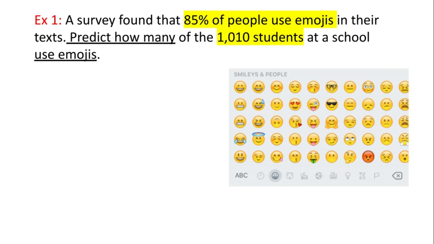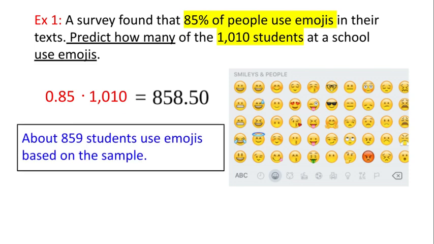Now, I can't multiply 85% times 1,010 students, but I can multiply the decimal version or the fraction version of 85%. I'm going to use decimals. And then I'm going to multiply those two numbers together. And I get 858 and 50 hundredths. Now, the question said, how many students use emojis? So I'm going to round that and say about 859 students use emojis based on the sample. I don't know if that's actually accurate, but that is what my sample tells me.